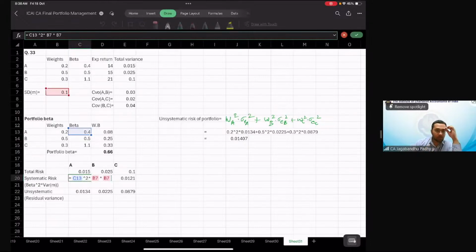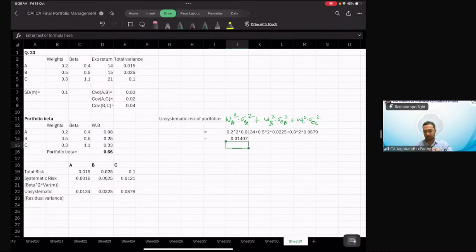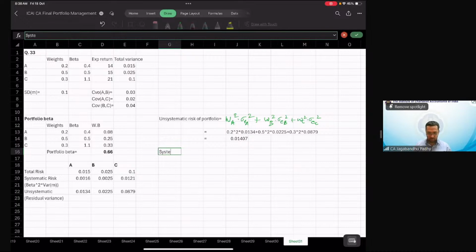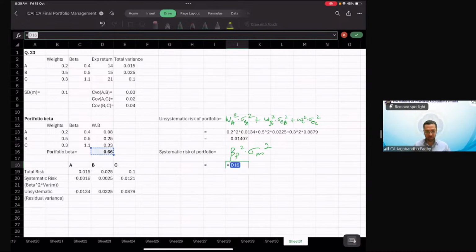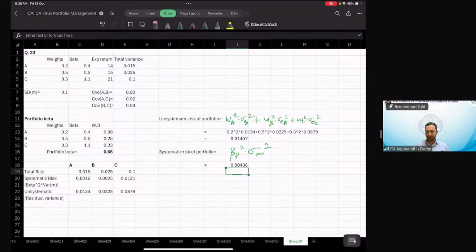Okay. So we got the unsystematic risk as this portion 0.01407. Now what will be the systematic risk of portfolio? Systematic risk of portfolio will be beta of portfolio square into variance of market. So this will be beta of portfolio square, which is 0.66 into 0.66 into variance of market. So that's 0.00436.